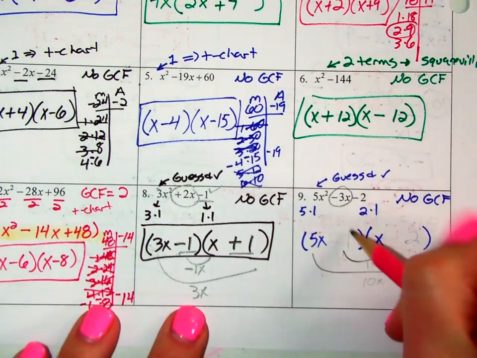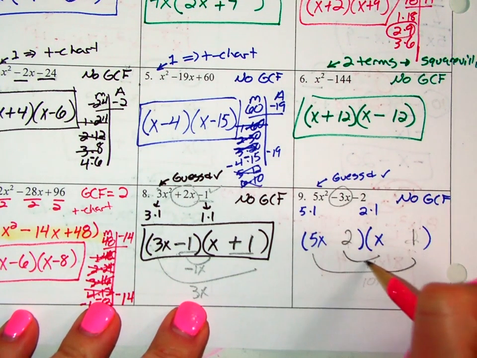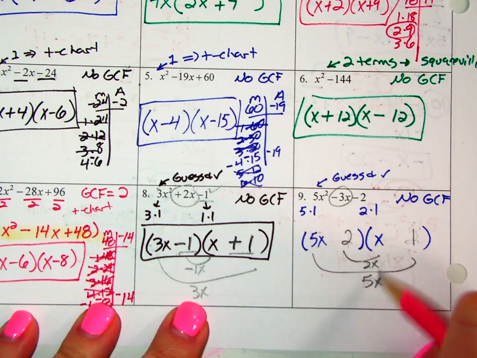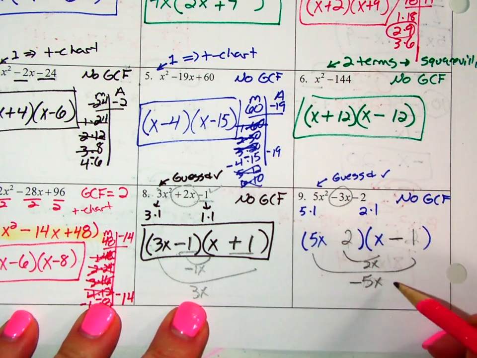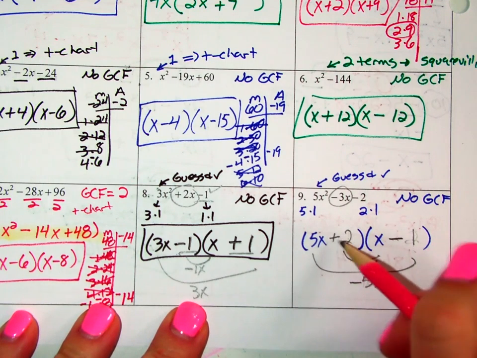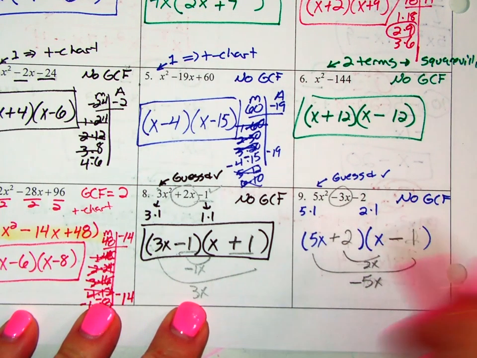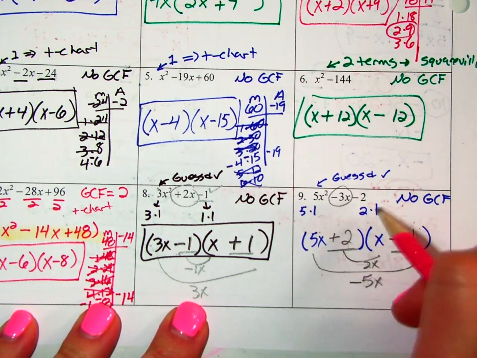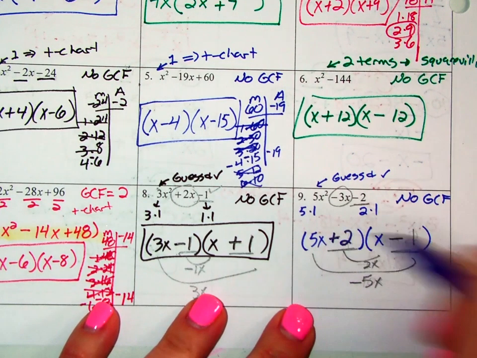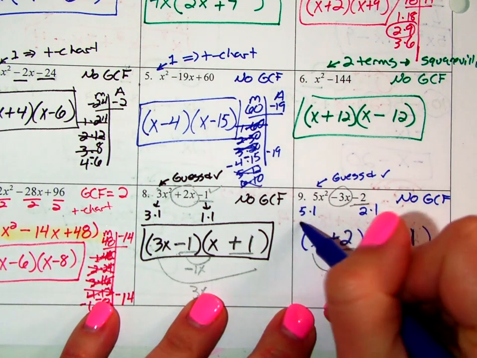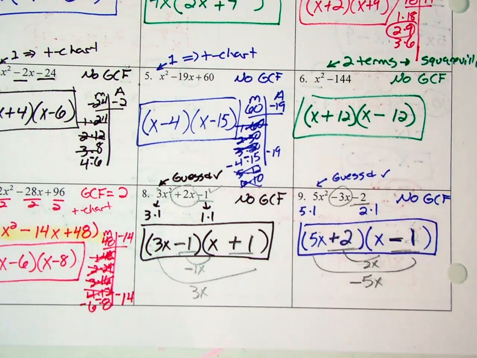So if I put my 2 here and my 1 here, 2x, 5x, well, if I add them I would be 7, but 5 minus 2 is 3. So to get a negative 3, my 5 has to be negative. So it'd have to be 5x times negative 1 and a positive 2 times x to get a positive 2x. And then we check our last. Positive 2 times negative 1 is indeed negative 2. And then that's our final answer.